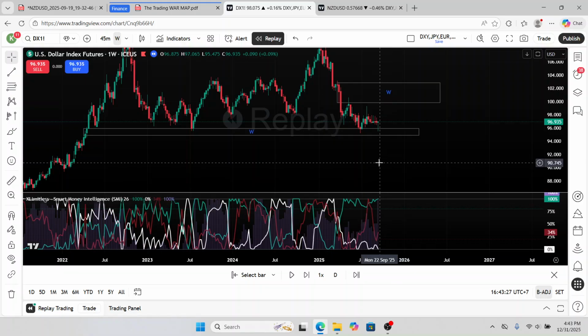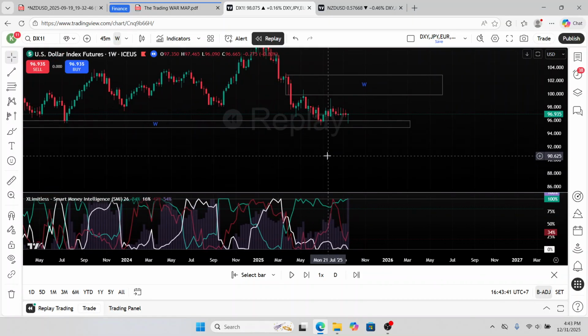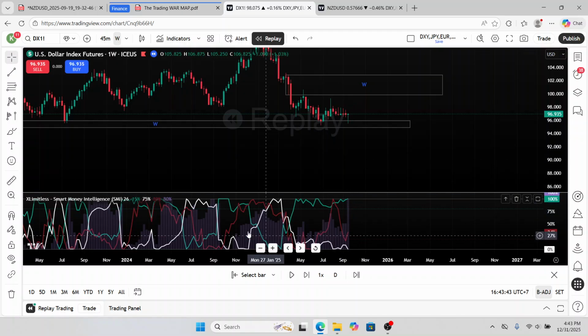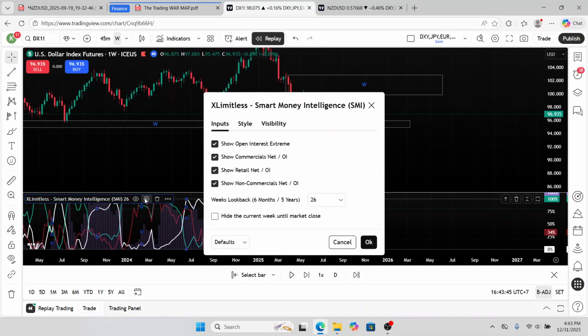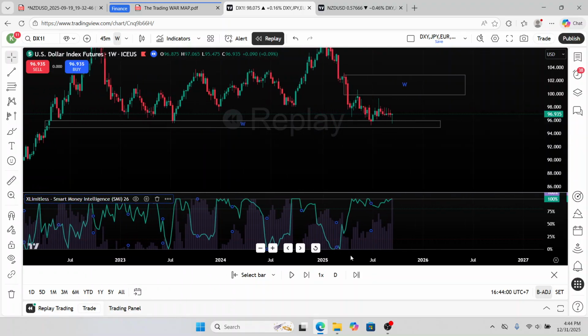Now you can see here commercials are at bullish extreme. Retail, they're not at bearish, but they're more bearish than bullish. And one thing as well, and I didn't actually explain this in great detail in the last video, is the open interest. Just to make this a bit cleaner, I'm going to erase the non-commercials, and I'm going to erase the retail as well. Just show you commercials and open interest, and look at this.